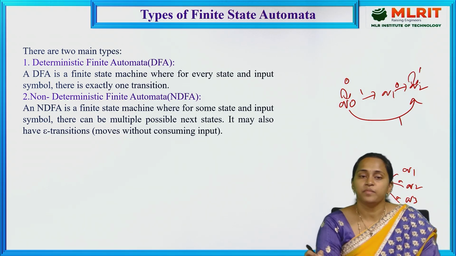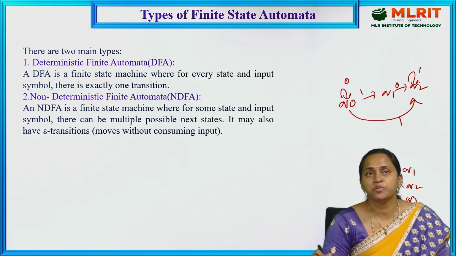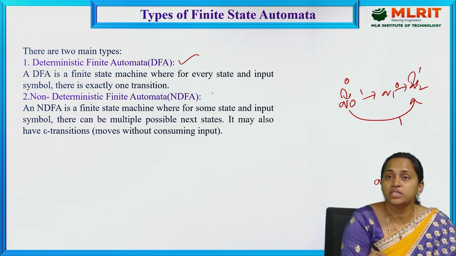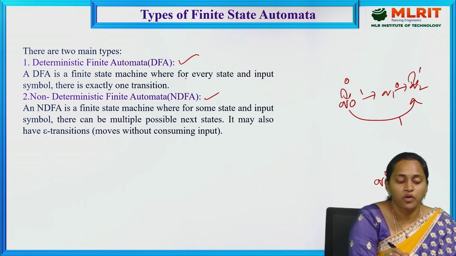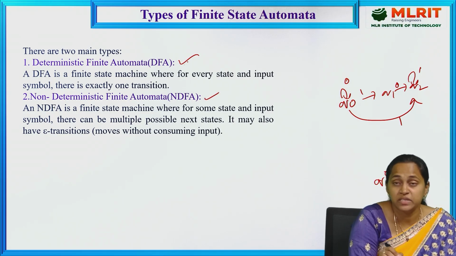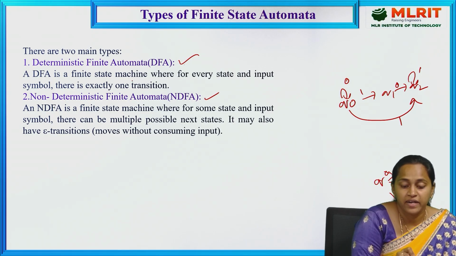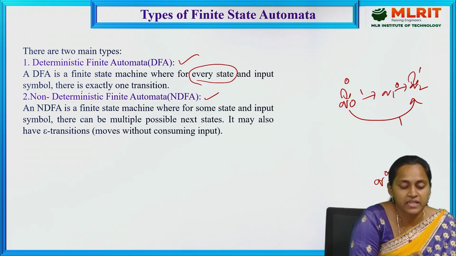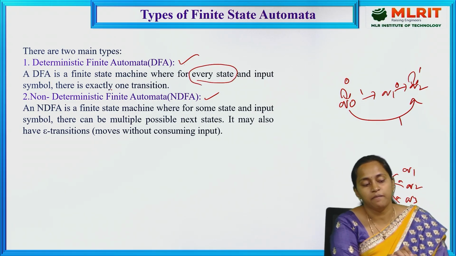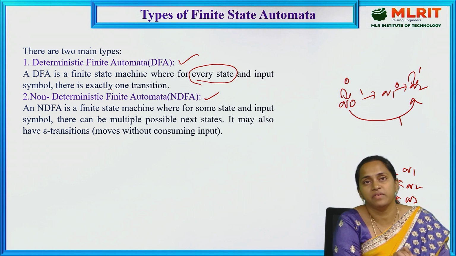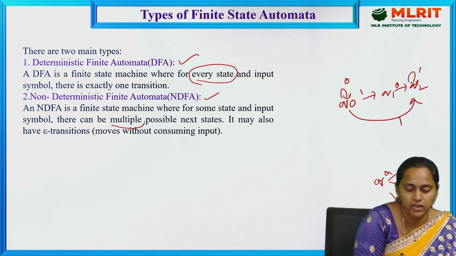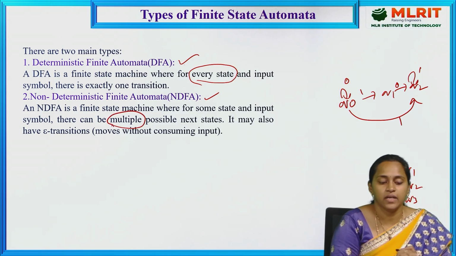There are 2 types of finite state automata, as we have discussed: deterministic finite state automata and non-deterministic finite state automata. Coming to the first one, a DFA is a finite state machine where for every state and input symbol there is exactly one transition. That means in a DFA only one transition will occur. In an NDFA there are multiple possible transitions. Let's see the example.